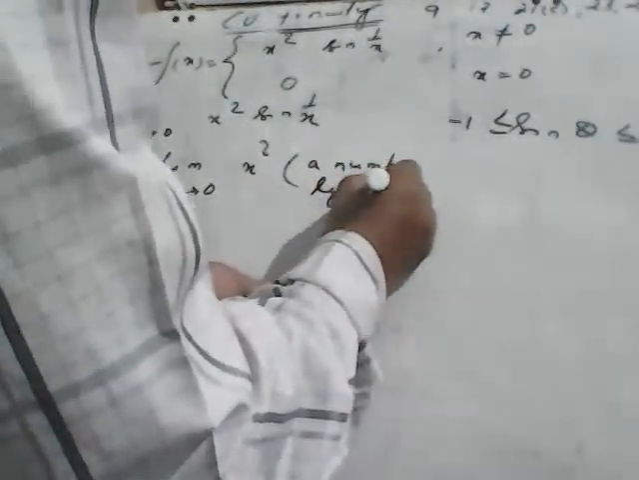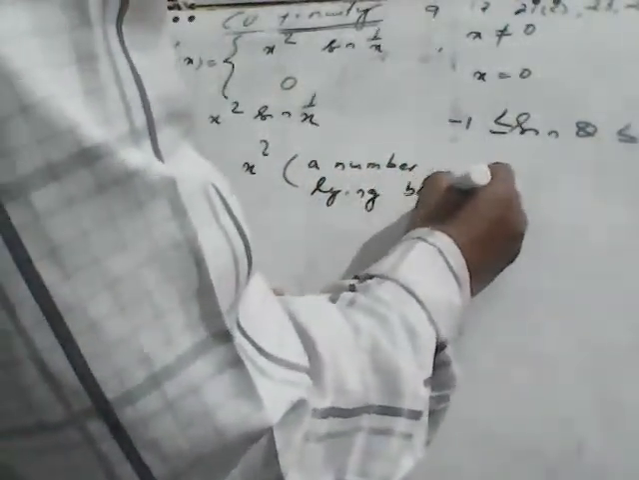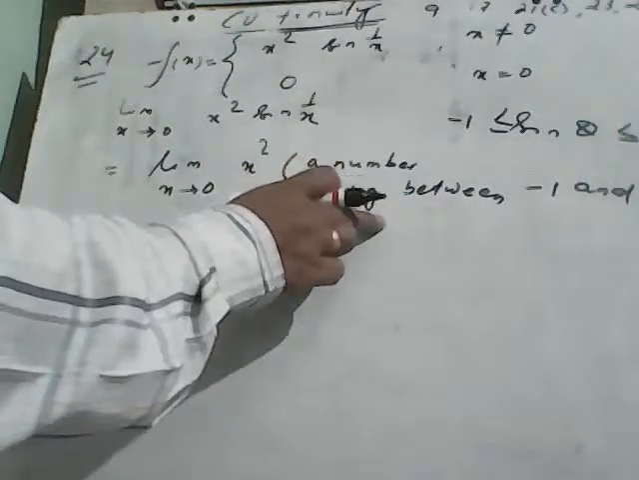Sine 1 by x is a number lying between -1 and 1. It is an oscillating number varying from -1 to +1. This result, sine 1 by x, you have to write it here. If you put its value directly, it is not defined.